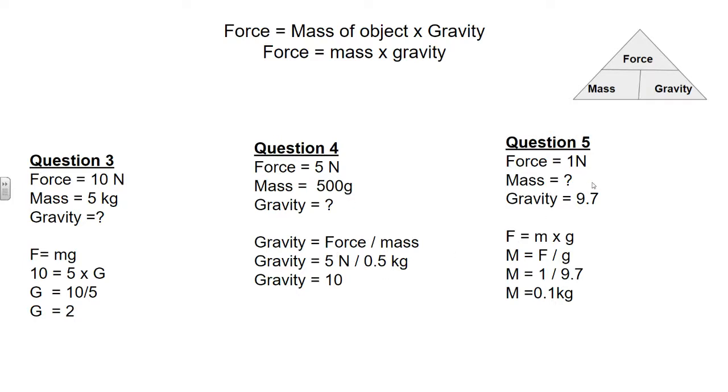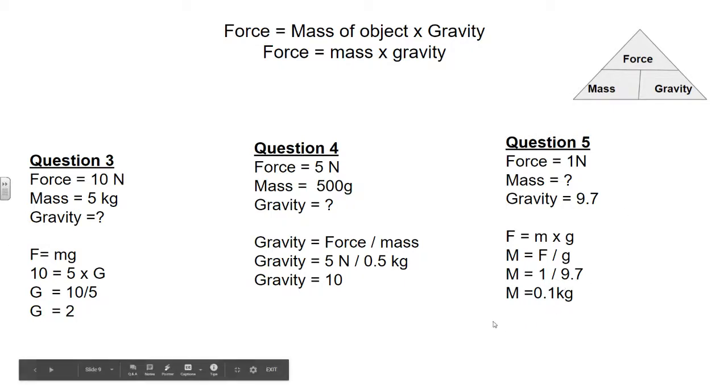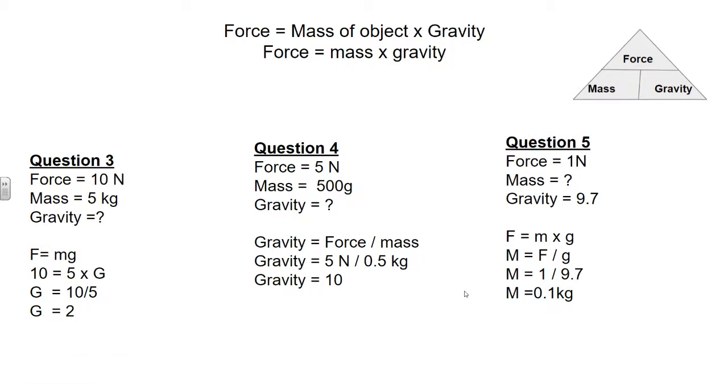And here we're trying to find mass. So it's force, so it's 1 divided by gravity, which is 9.7. So you actually end up with 0.1 kilograms, which is 100 grams. So hopefully that made sense. You can watch the video again and it will go through the worked examples. This pyramid is a really good one to remember. Have a go at the questions and have a go at the research task.